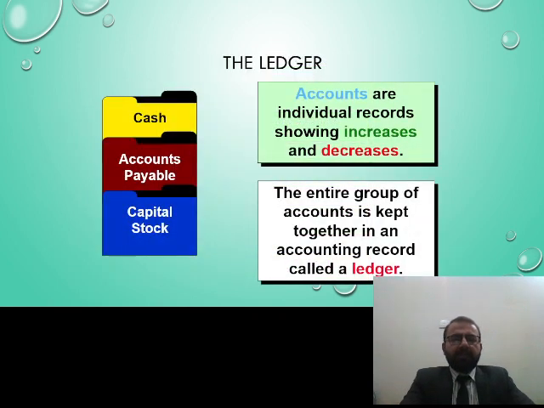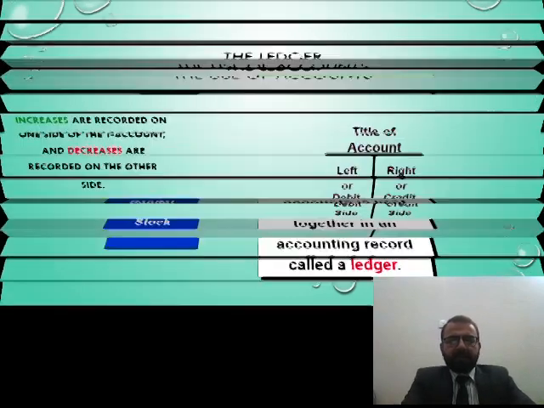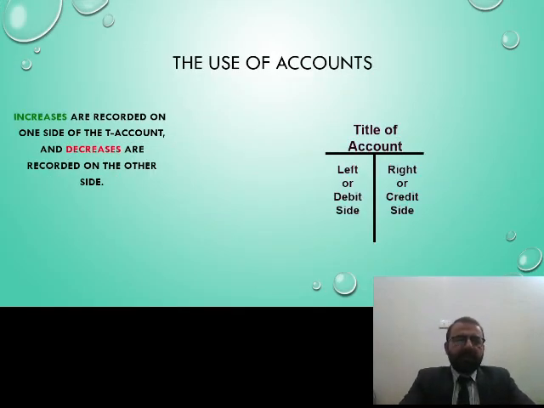The ledgers. What are ledgers? Accounts are individual records showing increases and decreases. The entire group of accounts is kept together in an accounting record called a ledger. We have cash account, accounts payable, capital stock. The use of accounts: increases are recorded on one side of the T account and decreases are recorded on the other side. In a T account we have the title of account, and on the left is the debit side and on the right is the credit side.